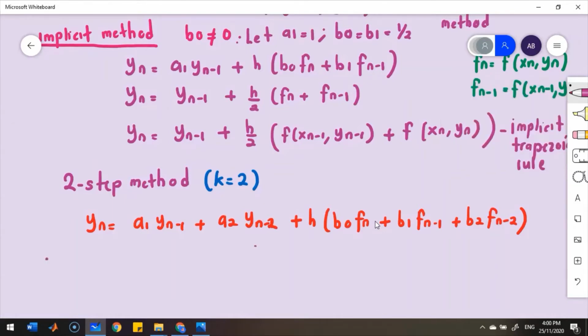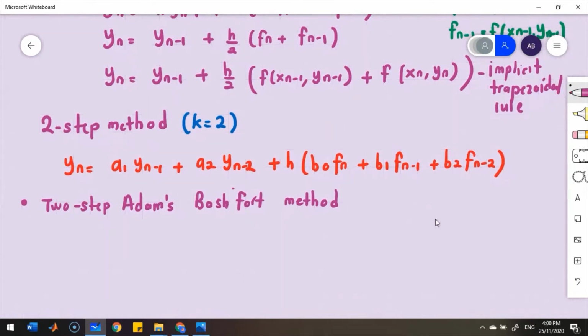So we have this method called the two-step Adams-Bashforth method. This two-step Adams-Bashforth is given by yn equals yn minus 1 plus h over 2 times 3 fn minus 1 minus, not plus, minus fn minus 2.